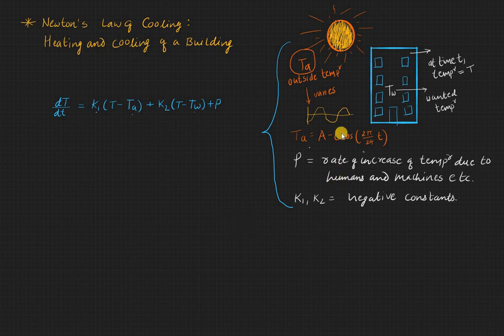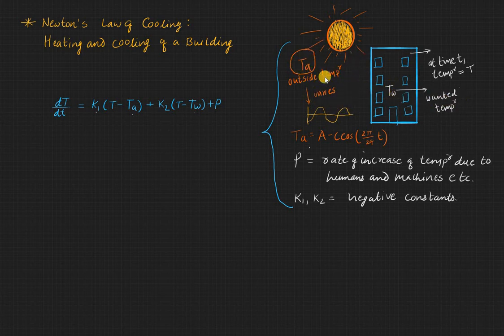So today we are going to solve the Newton's law of cooling problem with an example of heating and cooling of a building. Let's consider this example of the building, the blue building, where at a particular time t we have temperature T, and then we want the temperature of the building to be T_W, which is a wanted temperature.